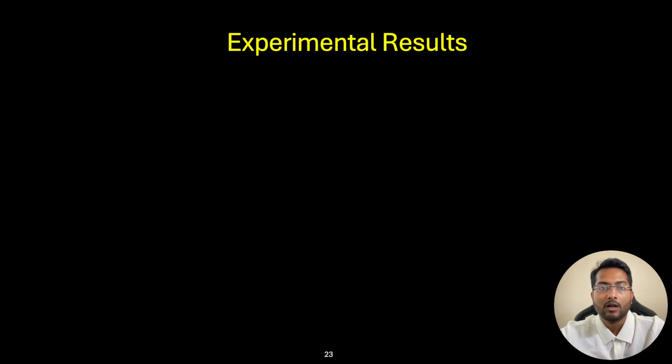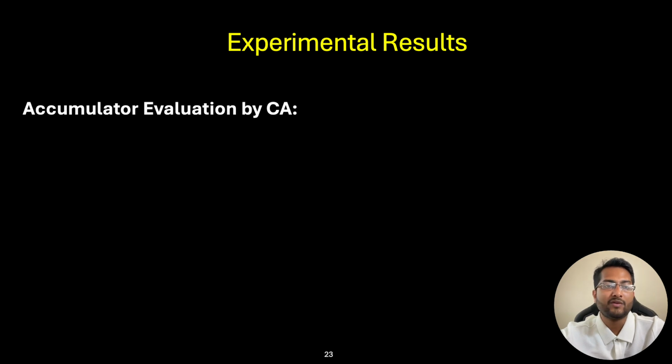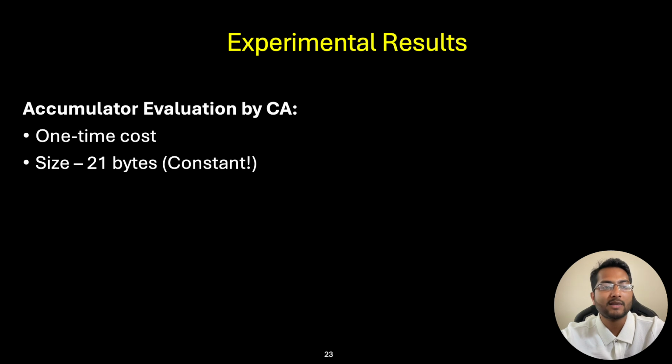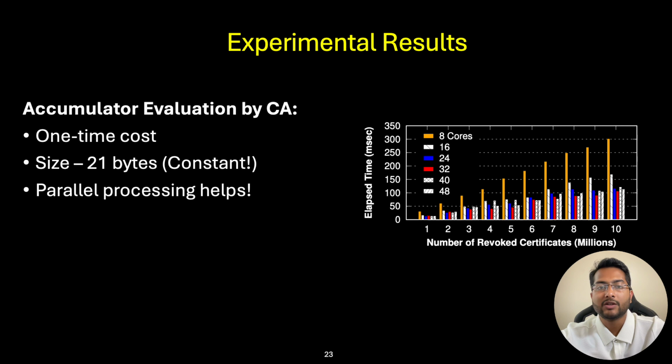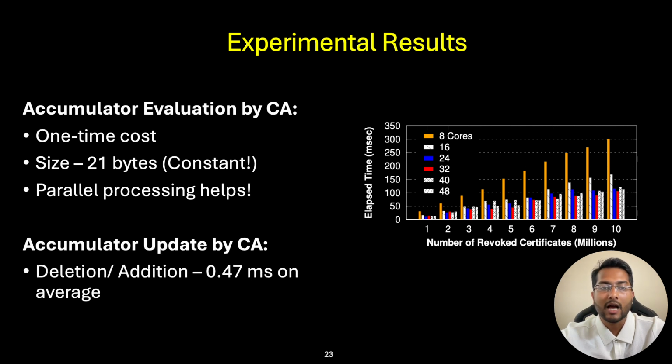Now let's dive into our experimental results. The accumulator will be evaluated by the CA, and this is just a one-time cost. And the size of the accumulator is very small, which is 21 bytes. I mentioned before that no matter how many elements you put into the accumulator, the size remains the same. Also, parallel processing helped us in the accumulator evaluation, as you can see from the graph. Also, an update in the accumulator usually takes around 0.47 milliseconds on average.